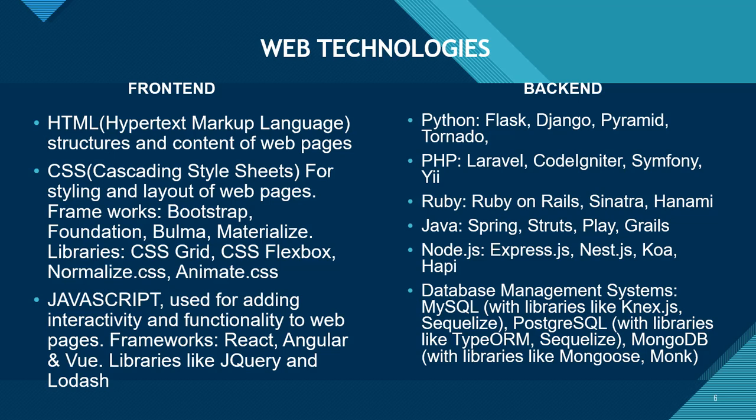Now, in the back end, we use programming languages like Python. Some of us might have some prior knowledge about this. In the back end, we use Python with frameworks like Flask, Django, Pyramid, Tornado, and the likes. Then we also have PHP, another programming language, which helps in developing lightweight web applications. It has frameworks like Laravel, CodeIgniter, and Symfony.